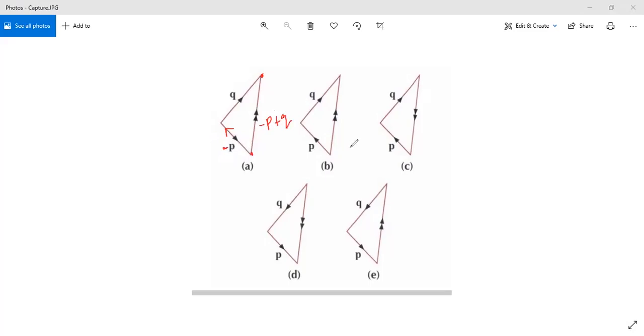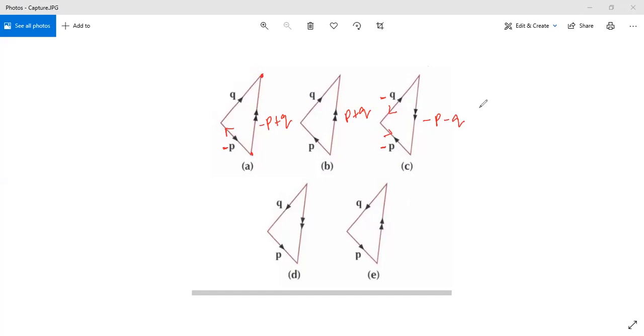Okay, now come to part B. Here both the directions are correct, P, Q, P plus Q, so the resultant vector will be P plus Q. In part C, here both the directions are against the direction of the resultant vector, so we need to change both the directions. It means that Q will become negative and P will also become negative, so minus P minus Q will be the resultant vector.